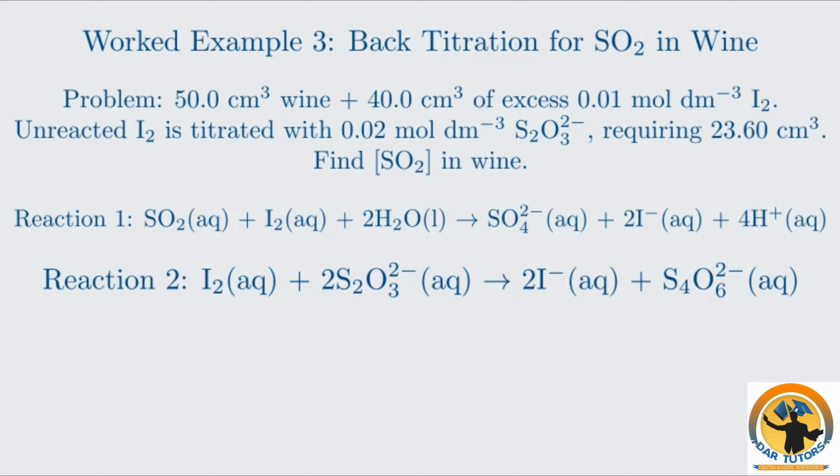The overall strategy is: find the total moles of iodine added. Find the moles of iodine that reacted in the back titration, this is the excess. Subtract the excess from the total to find the moles of iodine that reacted with the SO2, and then use that to find the moles and concentration of SO2.